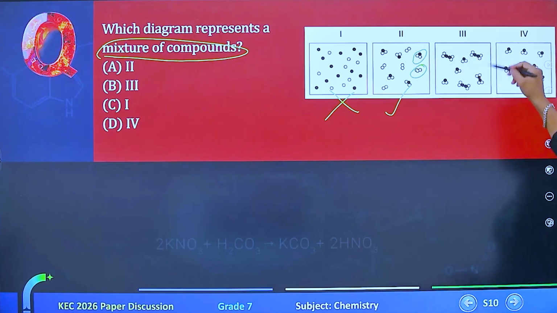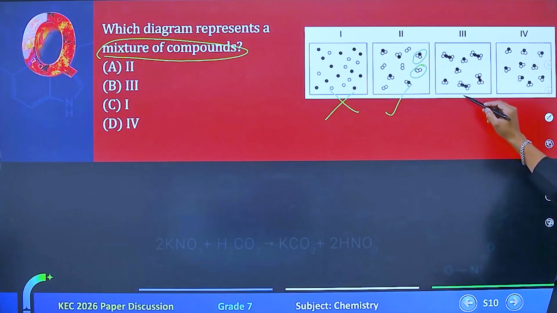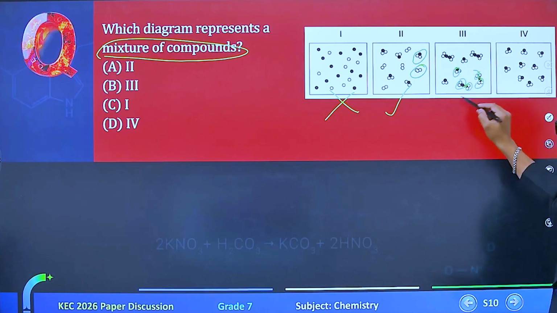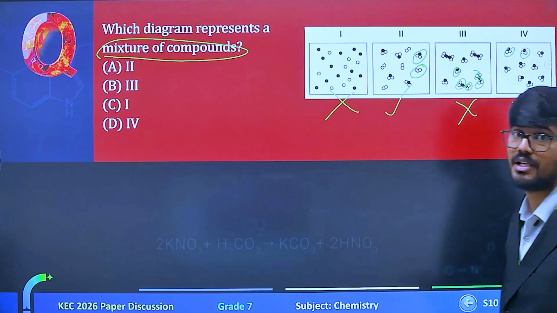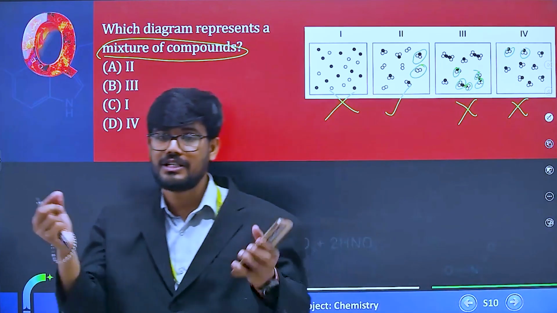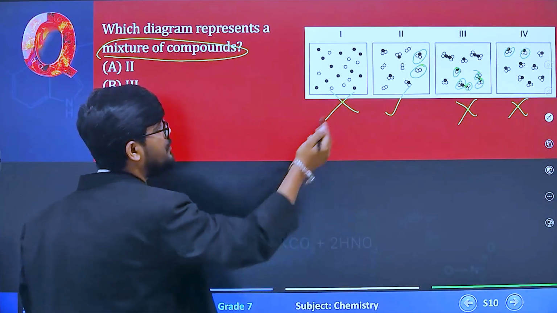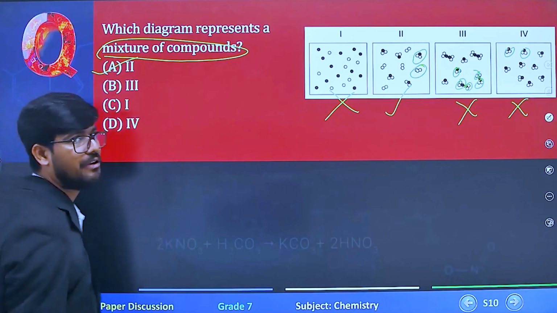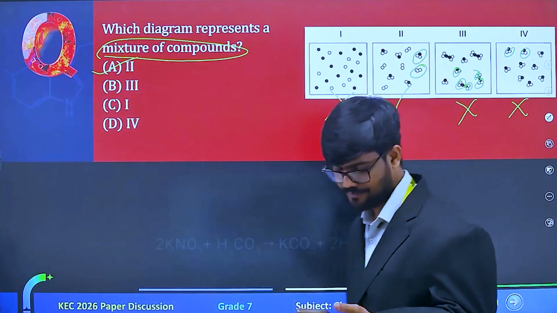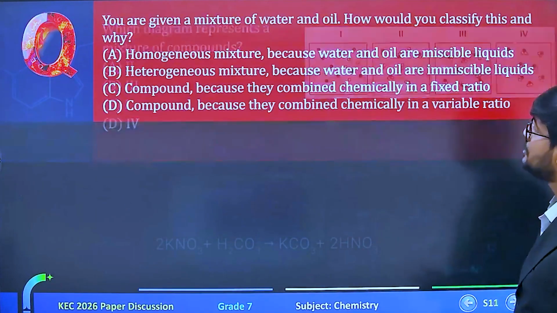In this case, all are looking similar, right? Exactly the same molecule, all same. So this is not correct. And here also the same thing, this is not the correct answer. A mixture of compounds means different types of compounds will be present. So option A will be the correct answer. Clear? Next question. This one.